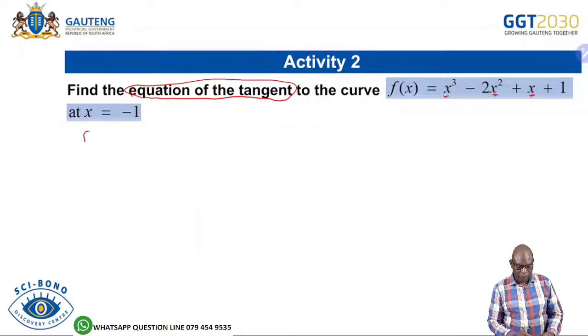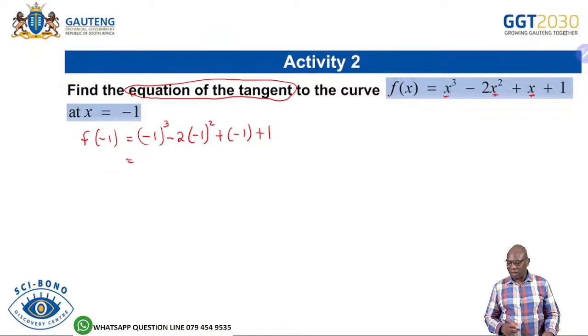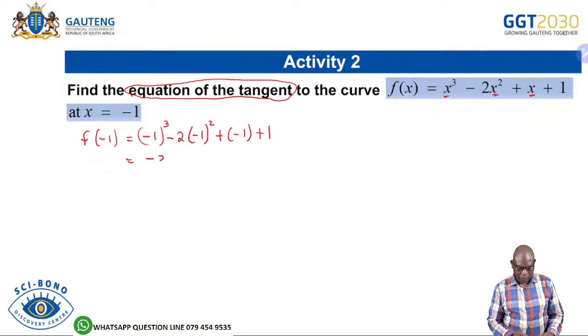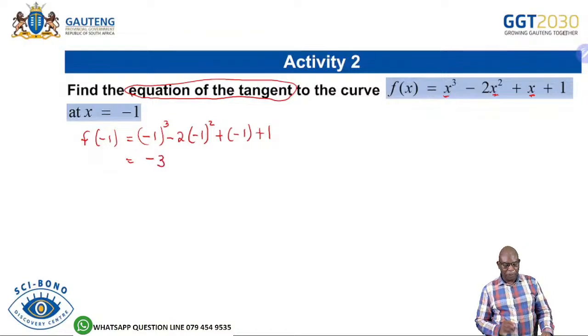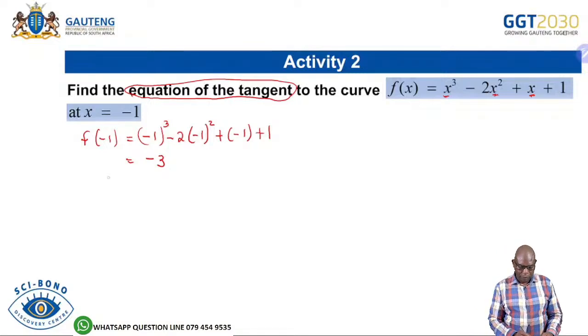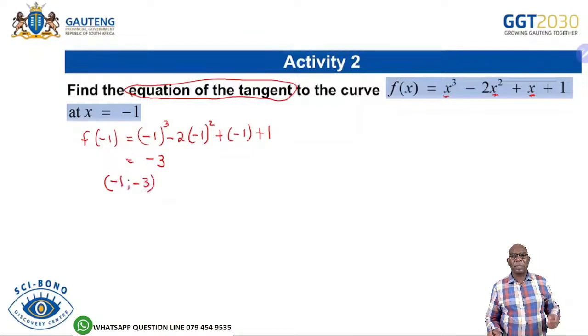So if I come here and say f at -1 will be equal to -1 cubed minus 2 into -1 squared plus into -1 then plus 1. If I take out my calculator, the answer there should be -3. Right, so f at -1 is -3. So we translate to this, that I have a point -1 and -3. My y value is -3. My x value is given as -1.